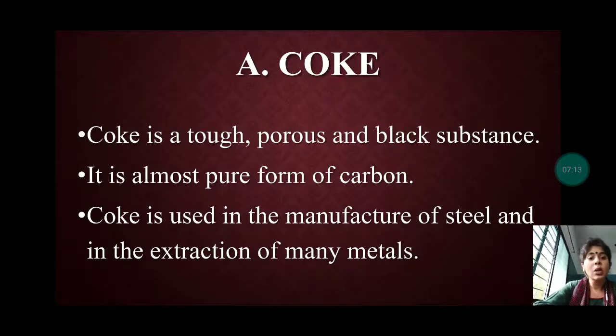Coke. Coke is a tough, porous and black substance. It is an almost pure form of carbon. So the pure form of carbon is coke. Coke is used in the manufacture of steel and in the extraction of many metals. For the extraction of other metals and for steel manufacture, this coke is used.